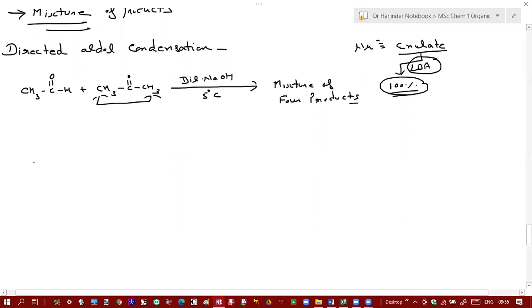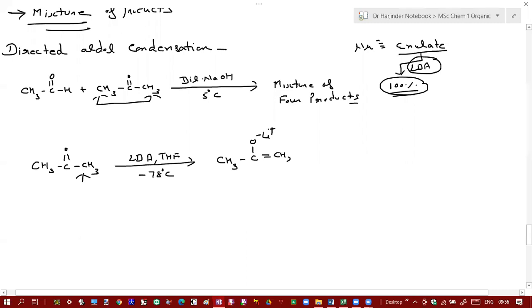So suppose we want to prepare the enolate of acetone. We will start with acetone, because we want to prepare its enolate, and we treat it with the bulky base lithium diisopropyl amide and solvent THF at low temperature, say at minus 78 degrees centigrade. So what will happen? This alpha hydrogen will be abstracted, and since this reaction is irreversible, you will get only one stable enolate, and that enolate will be this one. So you will get 100% this enolate.